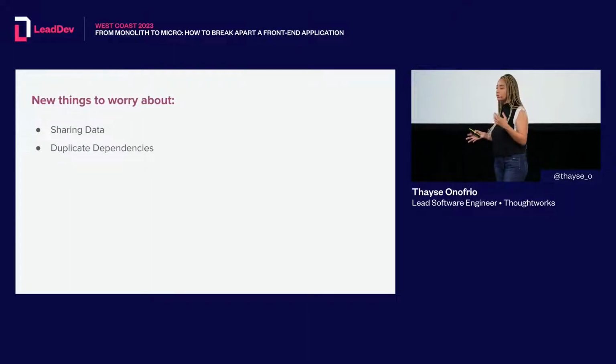And even if you use the same frameworks, the same libraries, we need to be careful about versioning. Because what can happen is if one team is on one version of a library and the other on another version, and then you compose those apps together, something weird can happen when you do that.